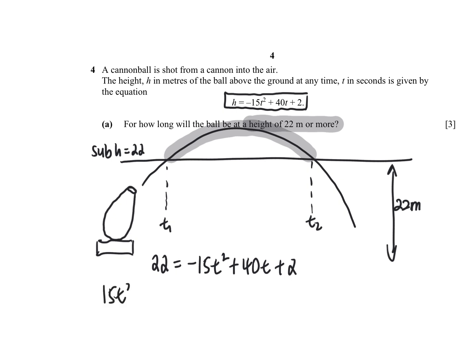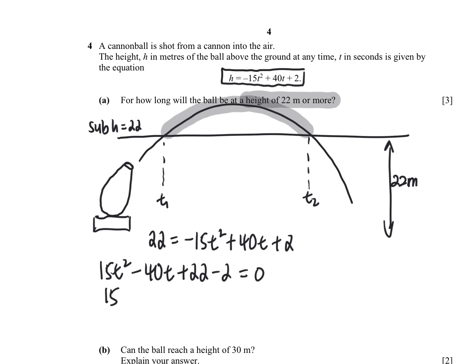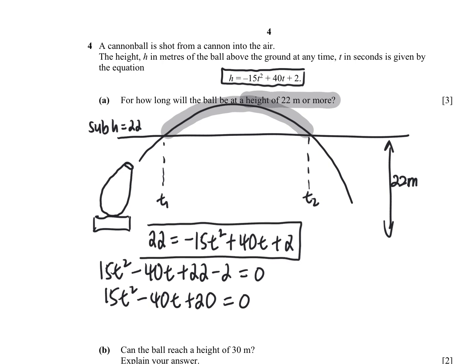Okay, I bring everything to this side, and then I end off with this quadratic. Actually the first mark is awarded when you equate to 22. You already get 1 mark. Some of you never equate to anything, I can't give you marks. Second is, of course, the solving.